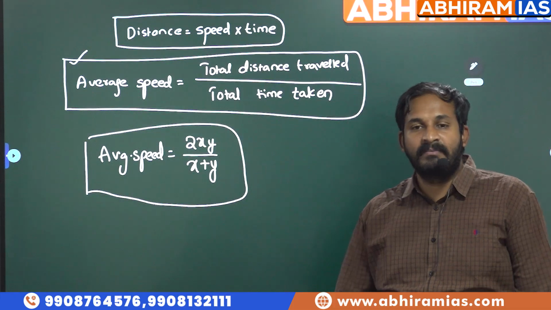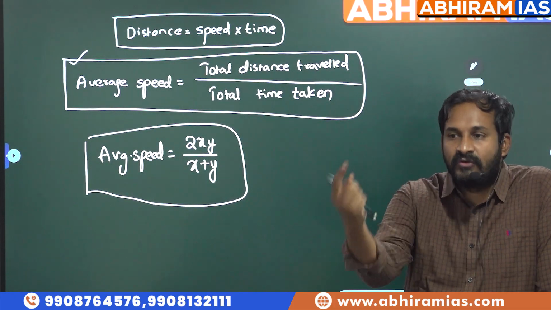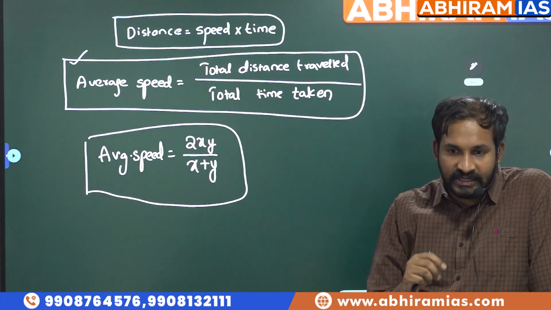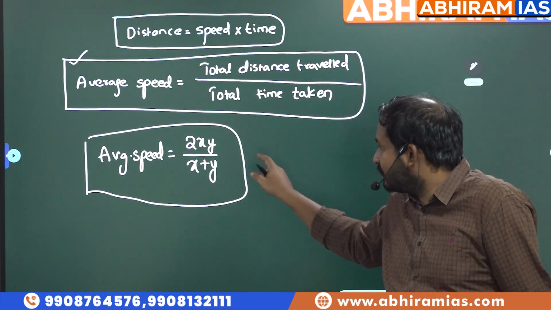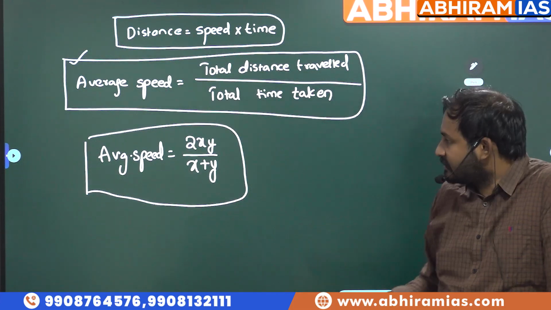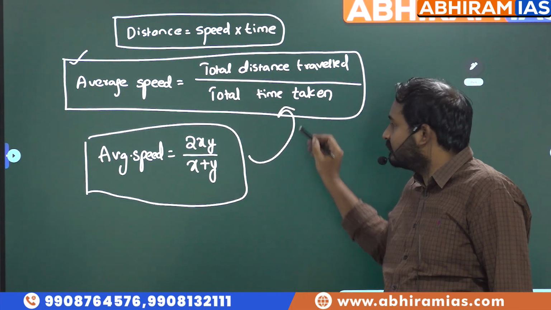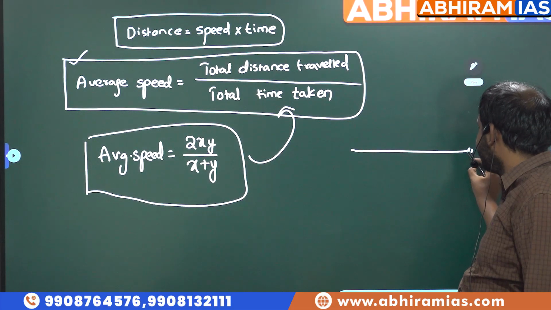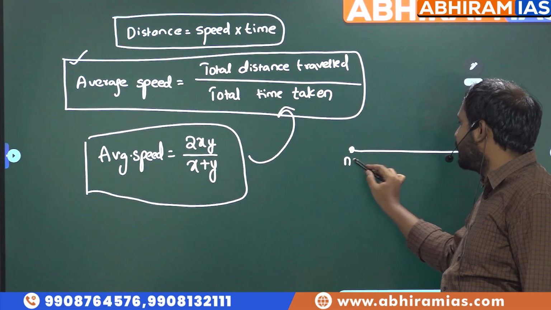That means the distance is constant: he is going to a place and returning from that place. When distance is constant, then we can use this formula 2xy by x plus y. Actually, this formula was derived from this only. We will see the explanation here. Assume that there are two places A and B.